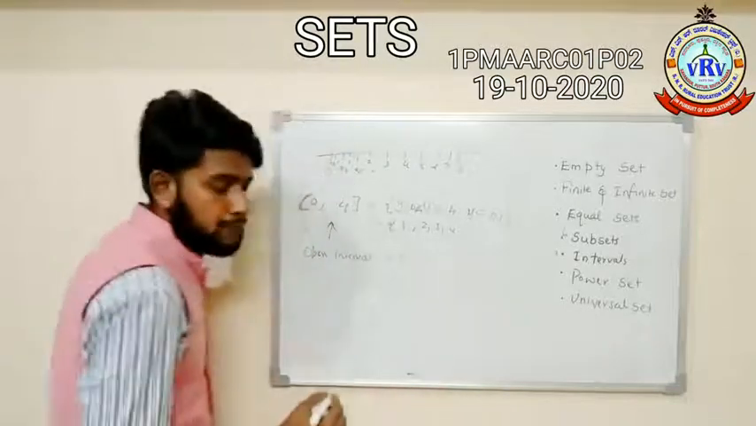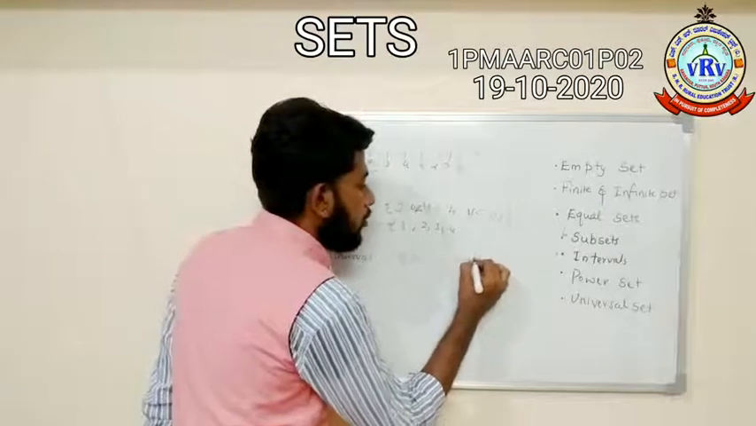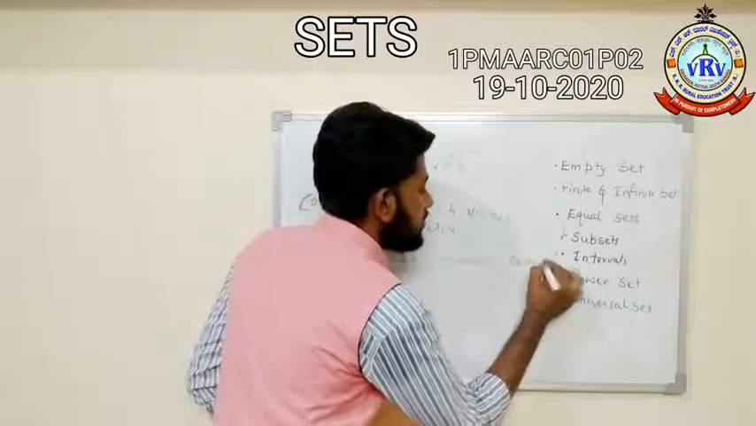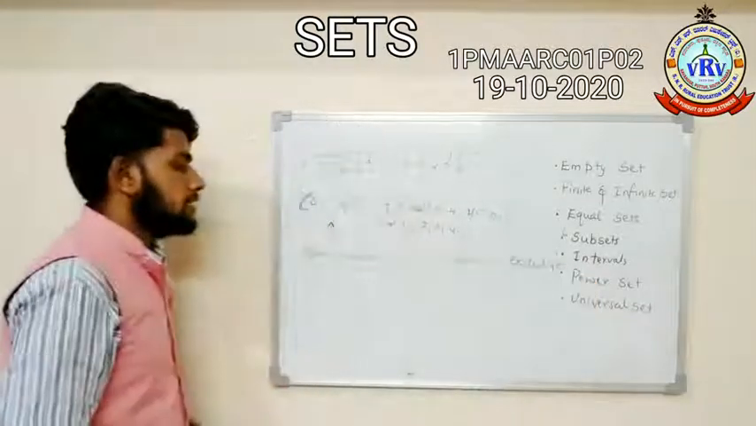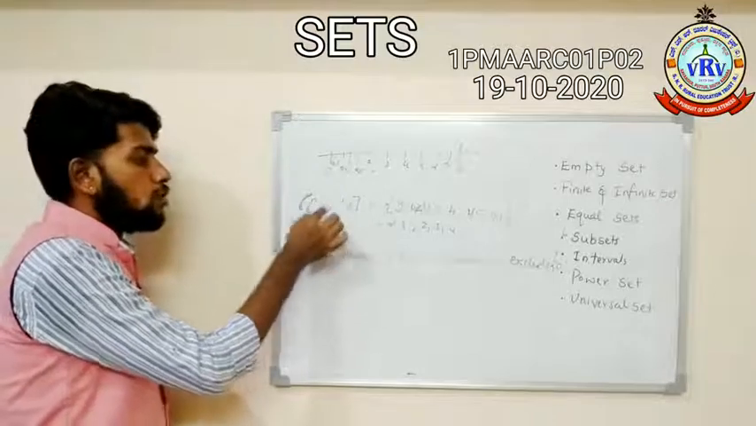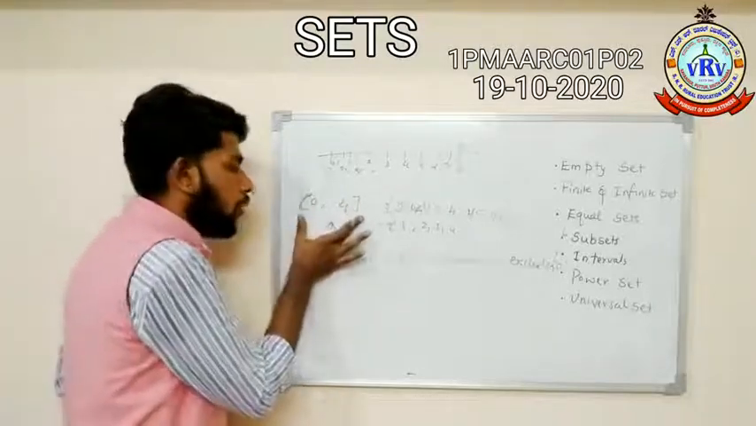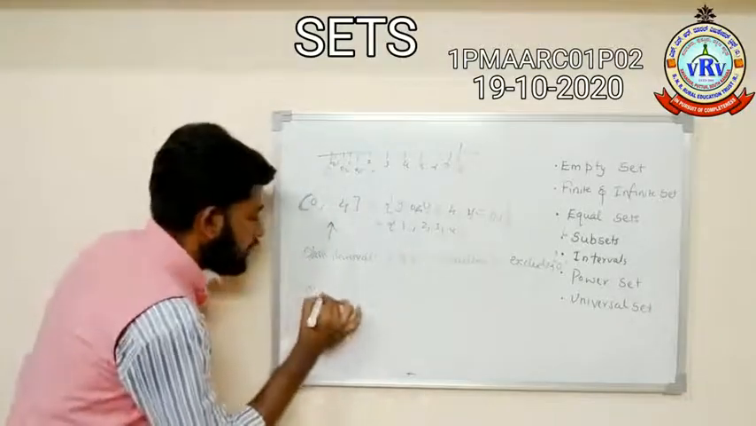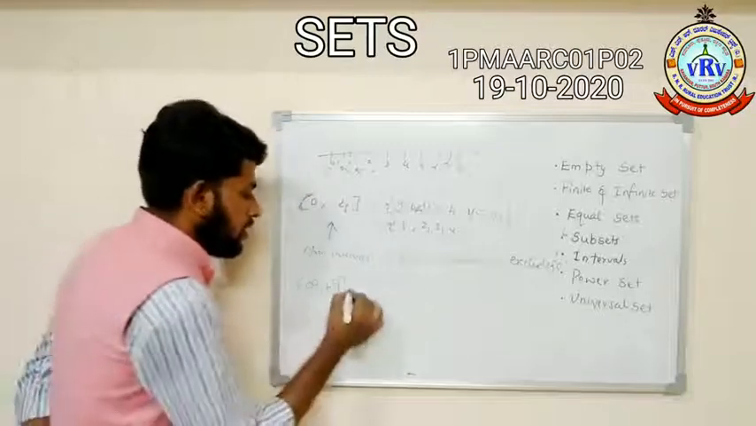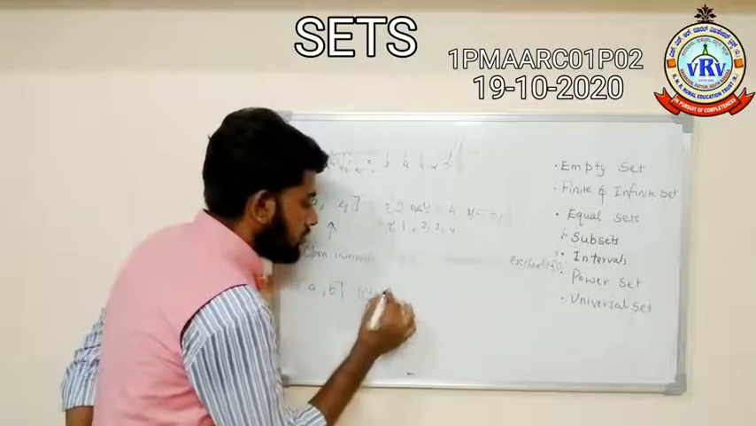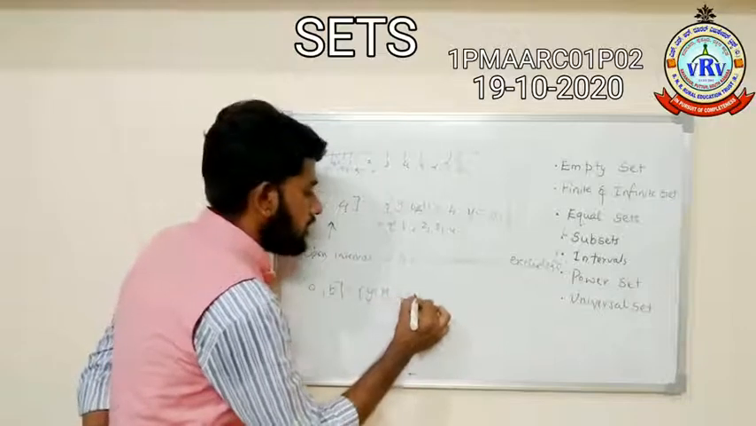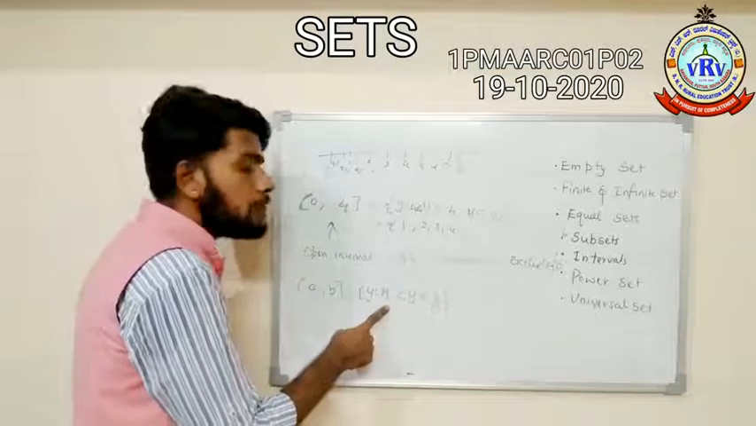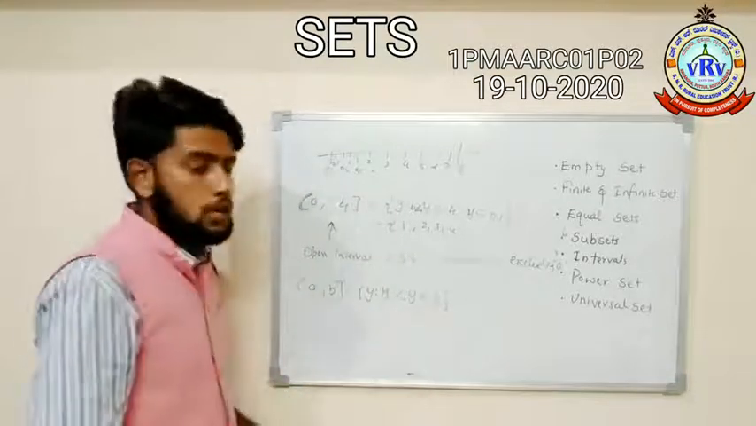0 and 4, including 4, excluding 0. This is an open interval including 4, excluding 0. In general, if the interval is the set of all y such that a < y ≤ b, here a does not belong to this interval and b belongs to the interval.